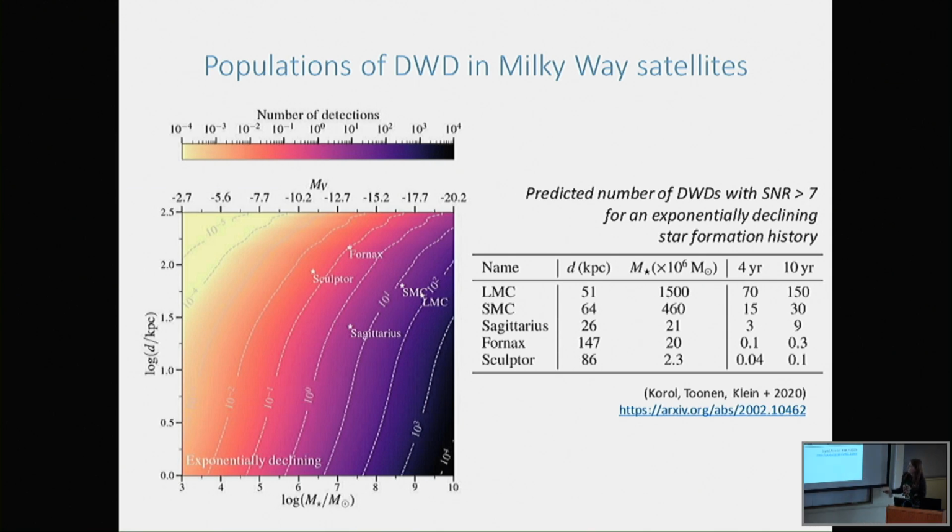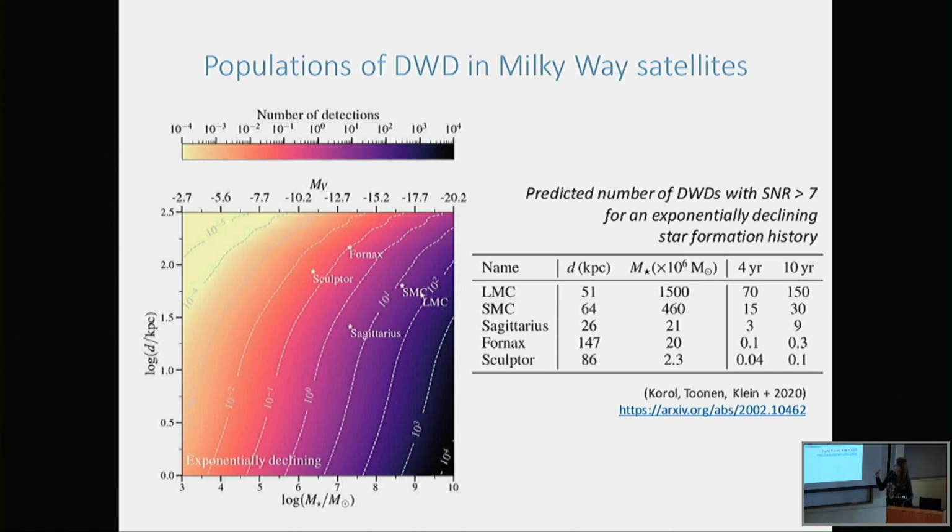And even at higher masses, like the Magellanic Clouds, you can see them basically everywhere within the Milky Way virial radius. And here I'm reporting the number of detections, and this is for an exponentially declining star formation history. It's not the most optimistic star formation history, especially for those dwarf galaxies that are still star forming.